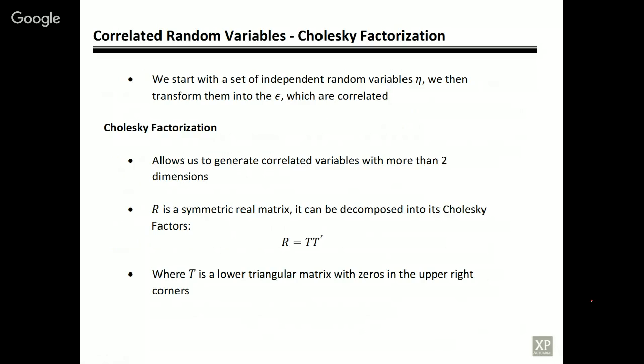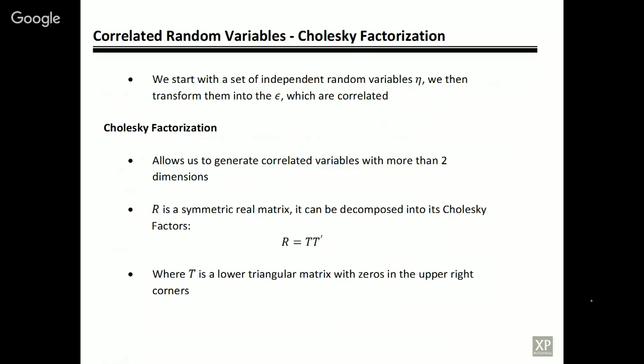Next, we'll cover how to generate correlated random variables with the Cholesky factorization. So suppose we first start off with a set of independent random variables N, and we want to transform them into epsilon, which are correlated. We can use the Cholesky factorization to do this. It allows us to generate correlated variables with more than 2 dimensions.